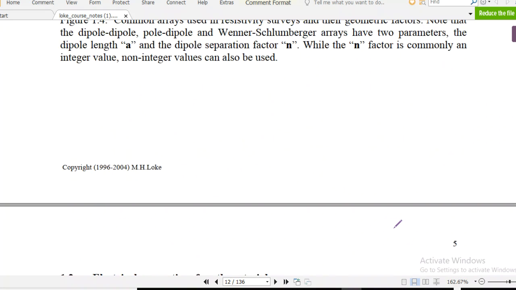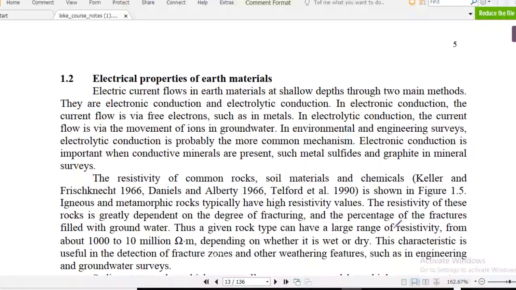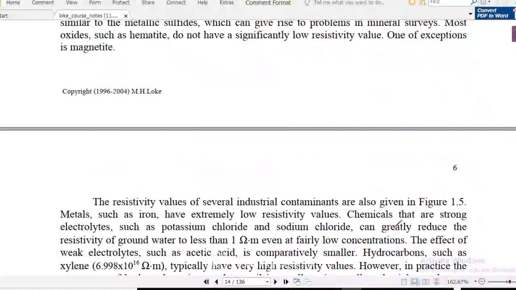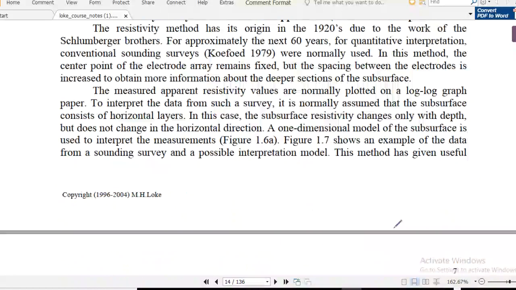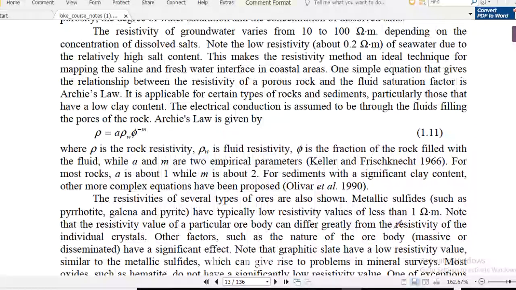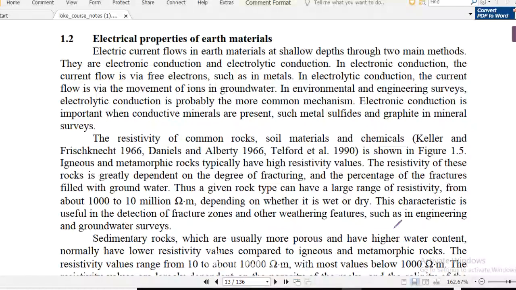You can study this by yourself. Now, let us discuss the electrical properties of materials.